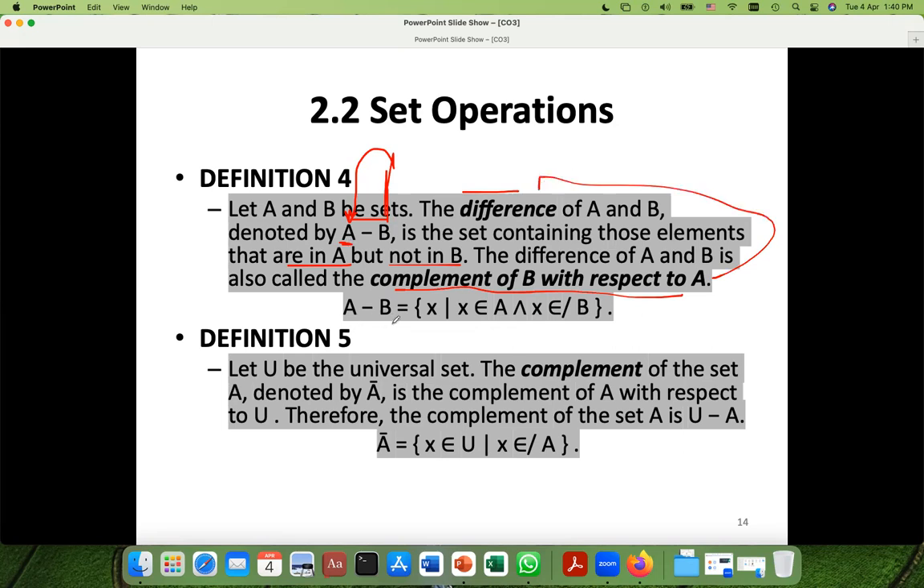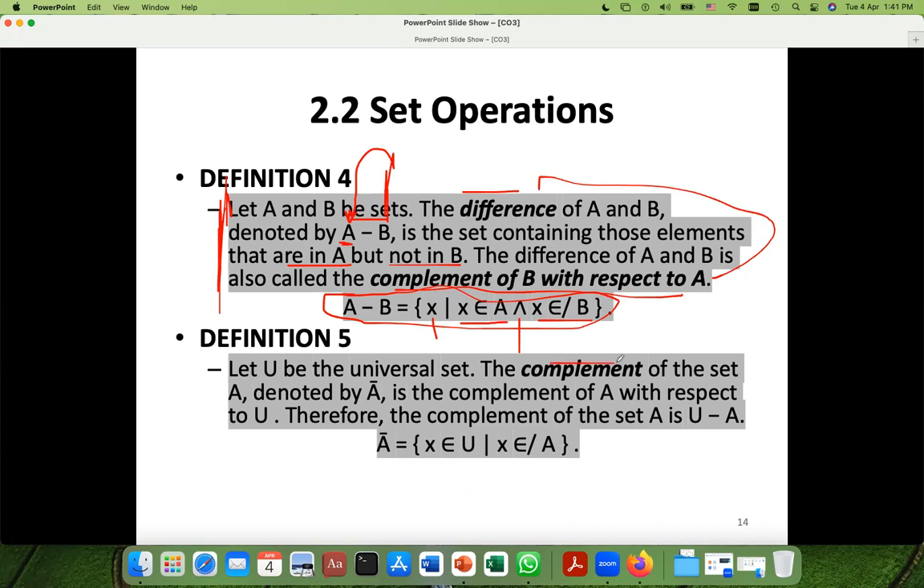And mathematically, you can say A minus B is equal to the set containing elements, for example, x, such that x belongs to A and x does not belong to B. This is the mathematical definition of the theoretical statement written here. If you give this line to a mathematician, he will understand. He doesn't need this whole story. He only needs this line.